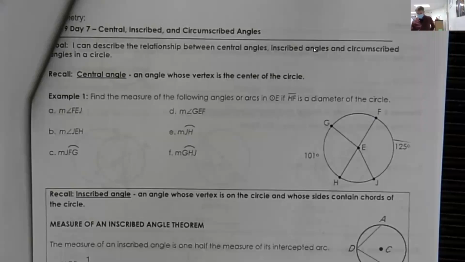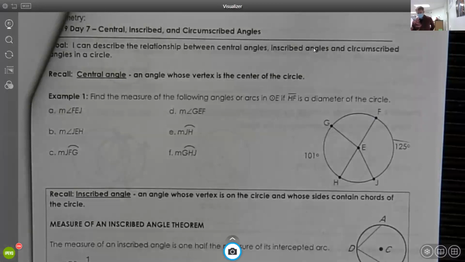This is Geometry, Unit 9, Day 7: Central, Inscribed, and Circumscribed Angles.